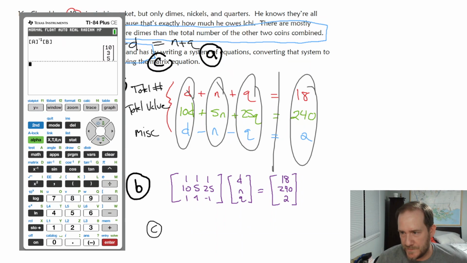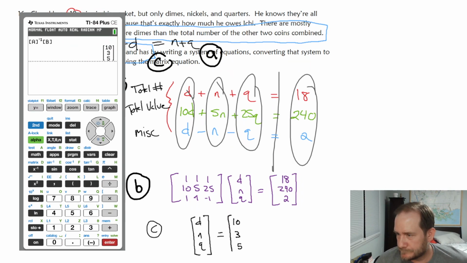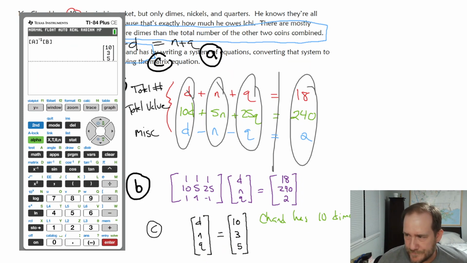So you'll tell me the answer for part C is that DNQ, the matrix, is equal to 1035. And when you take this quiz tomorrow and you find that you have tons of extra time left over because you studied so hard and the quiz was slight, you could turn this into a sentence if you wanted. You could say, Chand has 10 dimes.